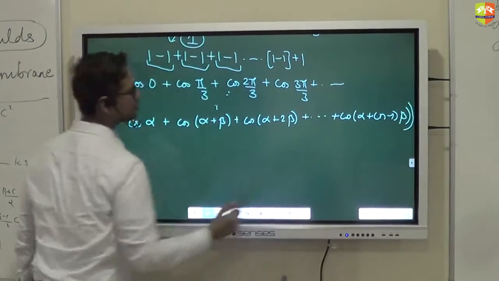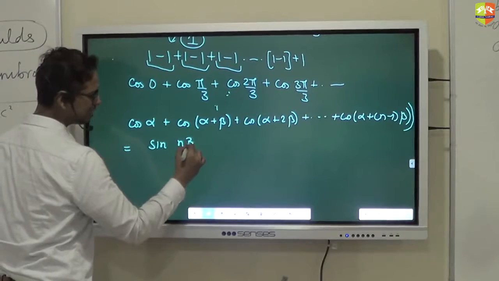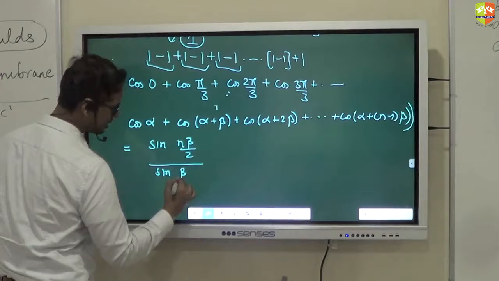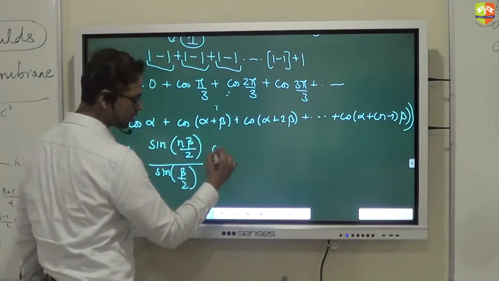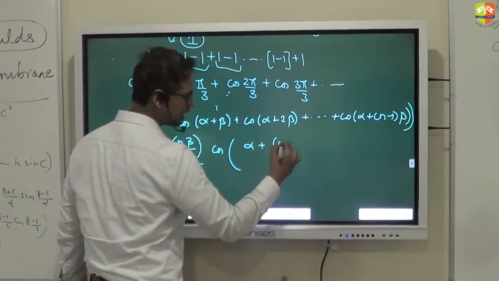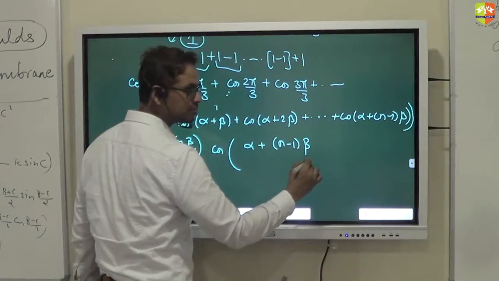Yes. What is this? Sine n beta by 2, then you are going to tell me the formula. So alpha plus n minus 1 times beta by 2. By 2 here or by 2 whole? By 2 whole is beta by 2. Why?